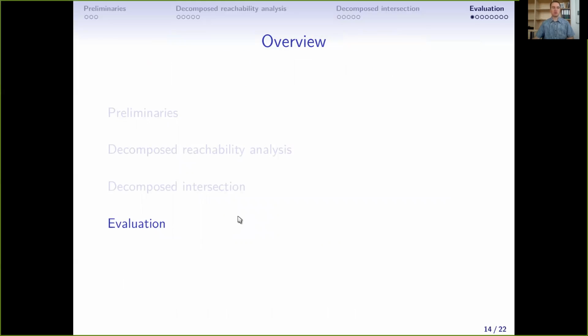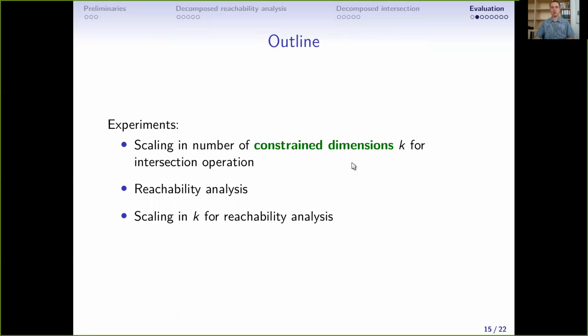All right, so this is about theory. Now we will talk about practice. So I have 3 experiments. The first experiment shows the scaling of our intersection operation in the number of constraint dimensions, k. The second experiment shows results for the full reachability analysis. And the third experiment shows the scaling of the reachability analysis in this number k.